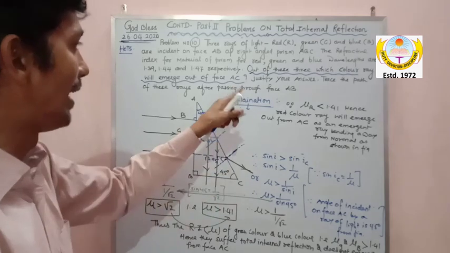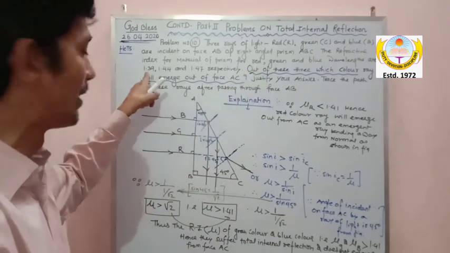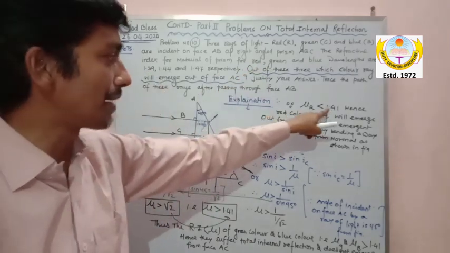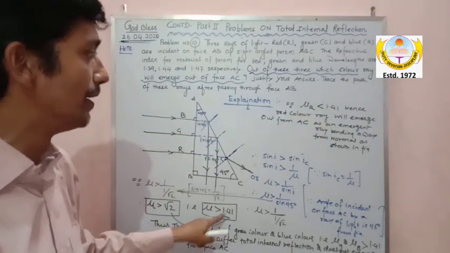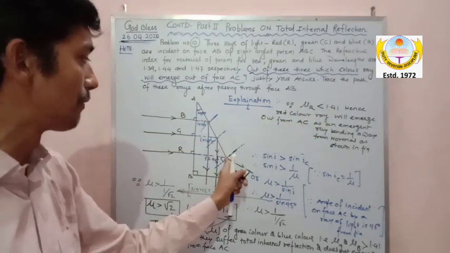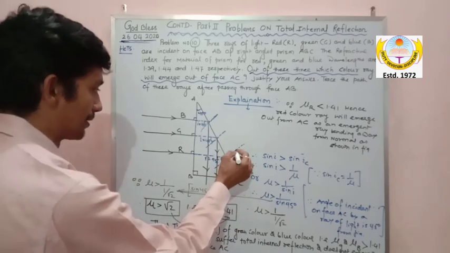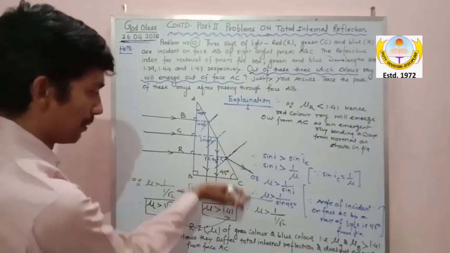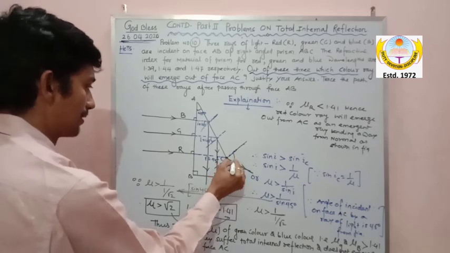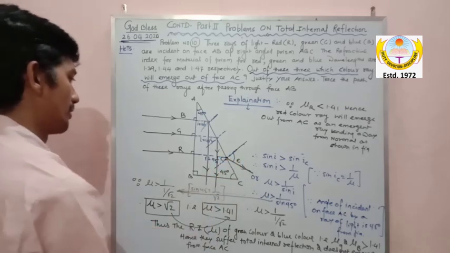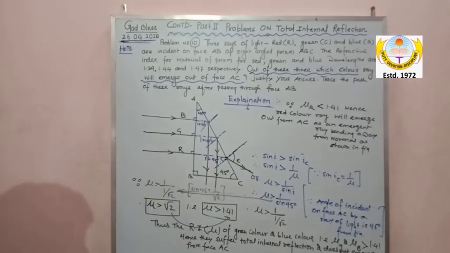But one light, that is red color, having a wavelength of 1.39, whose refractive index is less than 1.41, and hence this color will emerge out of the face AC as an emergent ray bending away from the normal. You can see it is bending away from the normal, and this is called your angle of emergence. So I hope the question is clear from HOTS. This is one of the questions taken from the HOTS. Now let's go to the two NCERT numericals. One is the same type and the other is on the optical fiber.